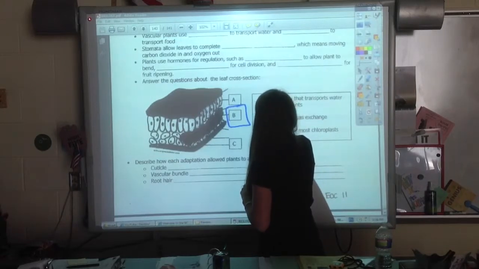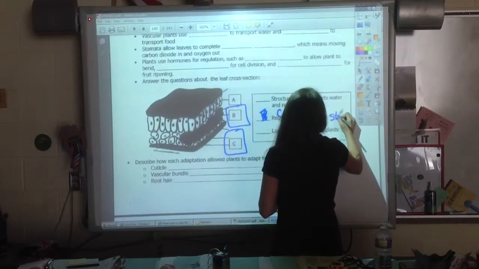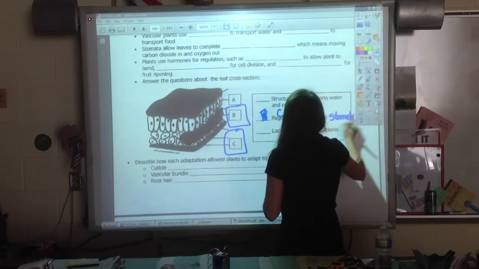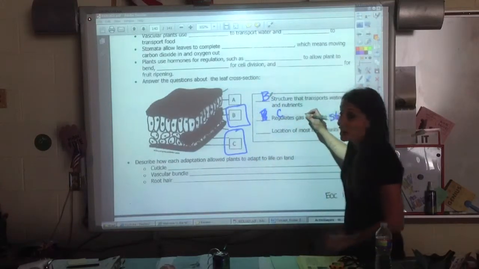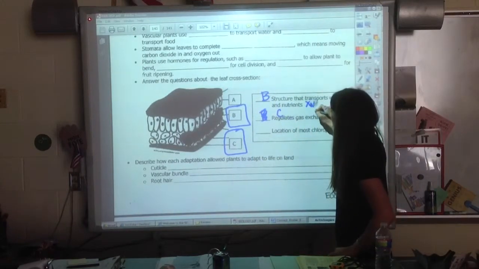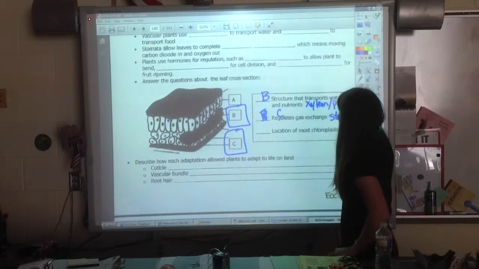it's going to be really hard to see B and C. C is what regulates gas exchange. This is the stomata. And B is going to be the structure that transports water and nutrients. This is your xylem and your phloem.